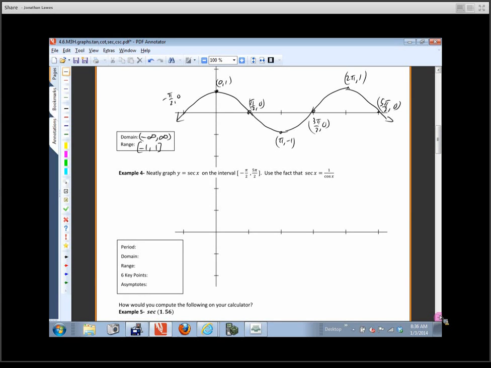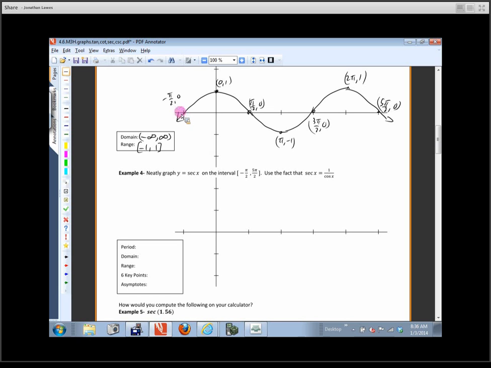Okay, here's how we're going to graph the reciprocal of cosine, or the secant function. We're going to find the reciprocal of every one of these values right here. But we're going to do it in a smart way. If I try and find the reciprocal of 0, what's the reciprocal of 0 again?